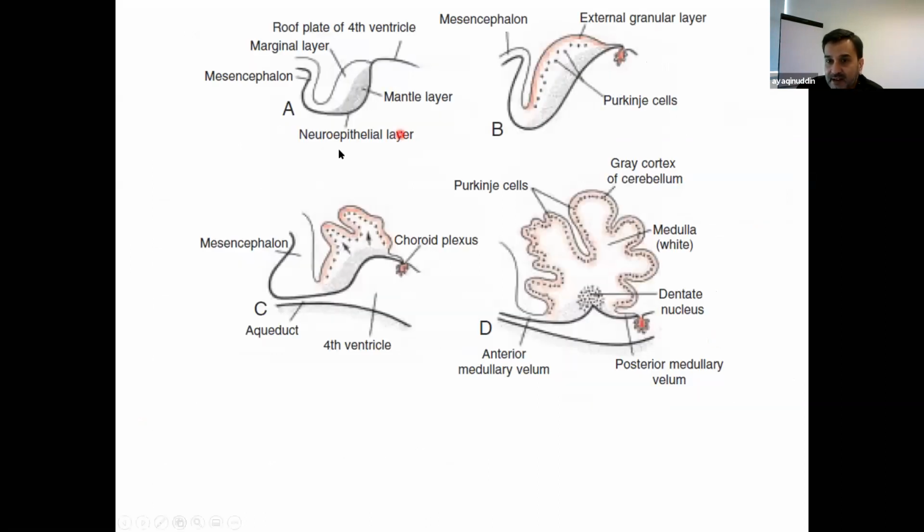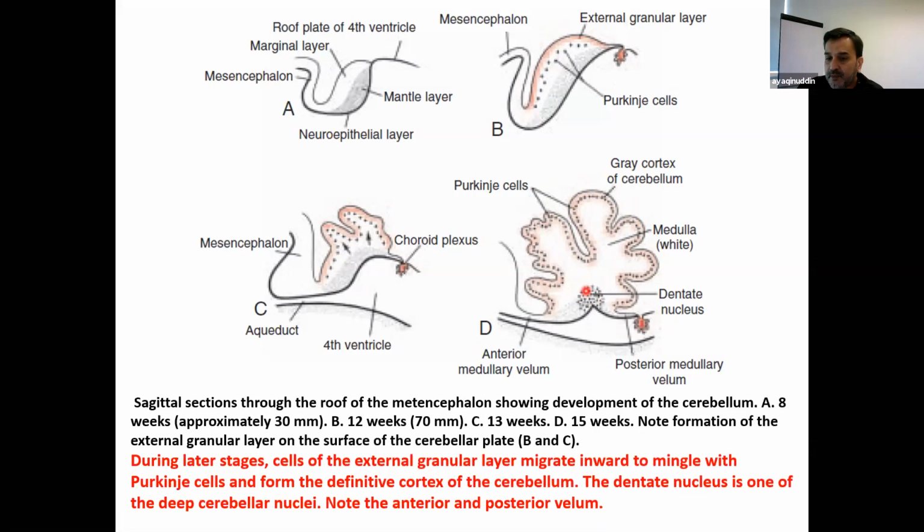So what is happening is that the neuroepithelial cells migrate to the surface of the cerebellum, forming the external granular layer. This external granular layer keeps on proliferating, and then it will result in the formation of the definitive cortex, which includes the molecular layer, Purkinje cell layer, granule cell layer, and within the white matter, there would be the deep cerebellar nuclei. So this is a description given here.